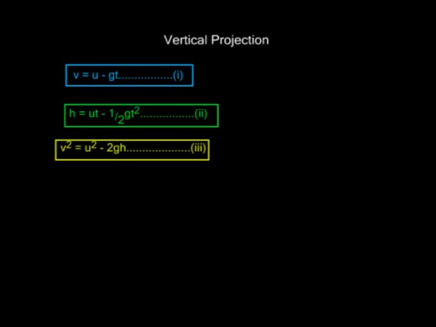Now, these three equations are very useful in deriving expressions for the following. 1. Time taken to reach maximum height. At maximum height, the final velocity v is equal to 0. So from equation 1 above, 0 is equal to u minus gt, making t the subject of the formula, t is equal to u over g. This is the time taken to reach the maximum height.